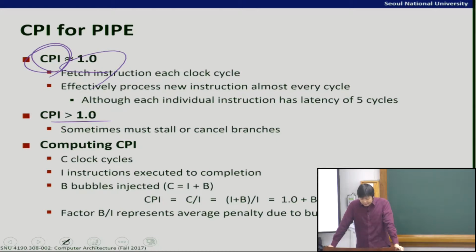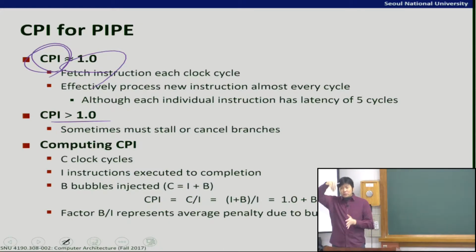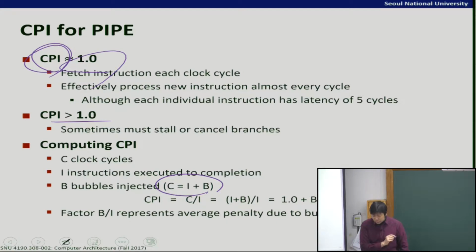So here, let's say that we have C clock cycles and I instructions executed to completion, and let's say B bubbles injected, maybe due to a load use hazard, or a mispredicted branch, or a return instruction. There are cases when we have to insert a bubble into the pipeline. So the total number of cycles we spend to execute the program is the number of instructions plus the number of bubbles. If you divide C by the number of instructions I, then you can approximate this number as I plus B.